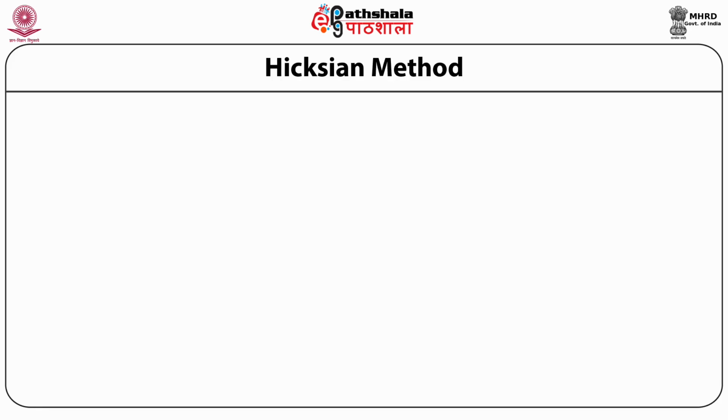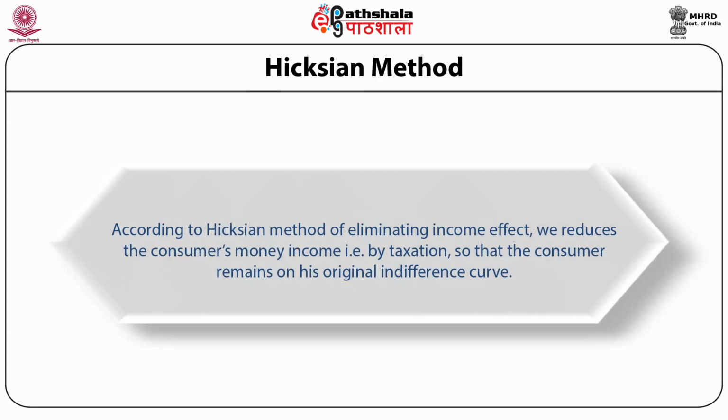To keep the real income constant, there are generally two methods, which are Hicksian and Slutsky. Under the Hicksian method of eliminating the income effect, we reduce the consumer's money income, that is by taxation, so that the consumer remains on his original indifference curve, which simply means that the level of satisfaction to the consumer remains the same as he was getting before the change in the real income.